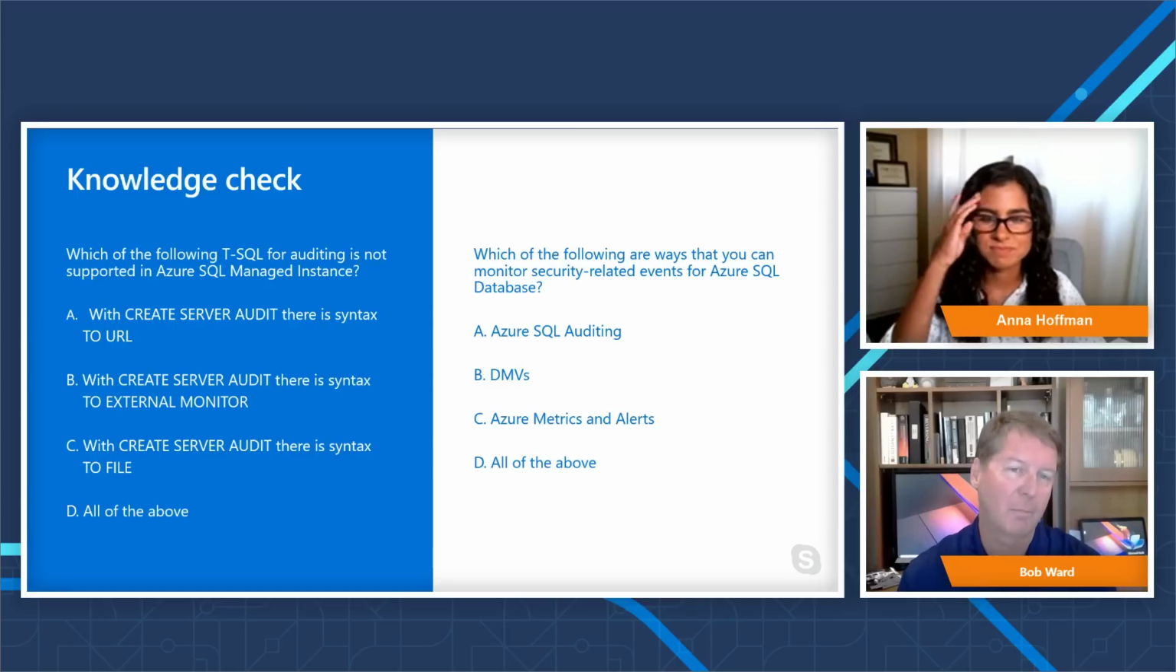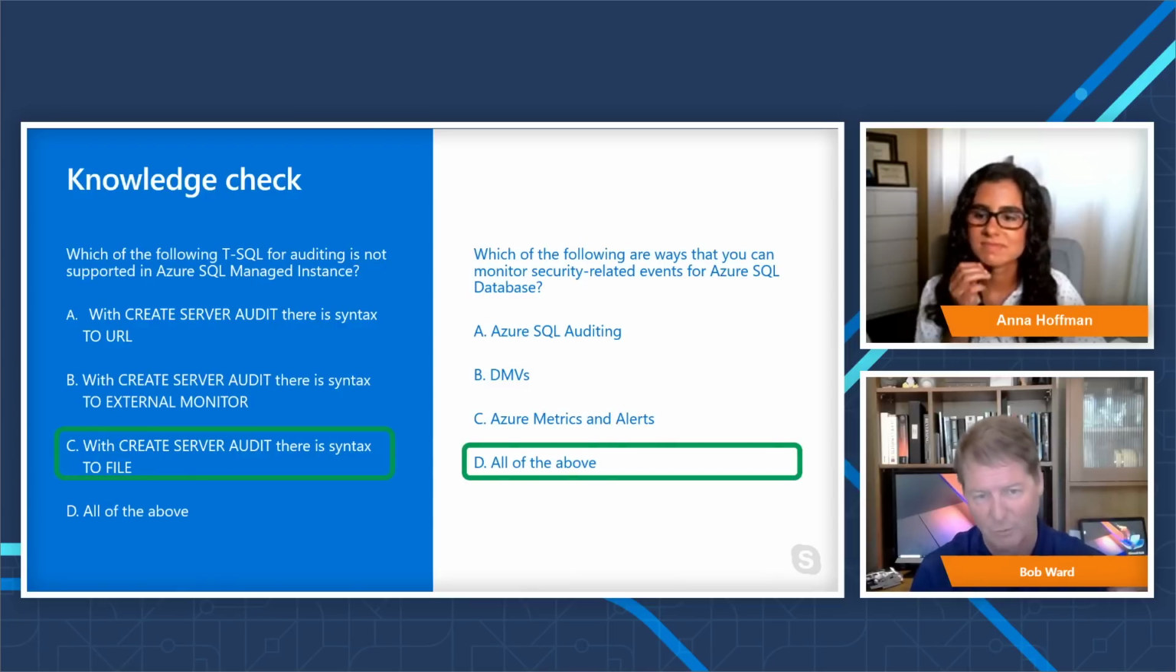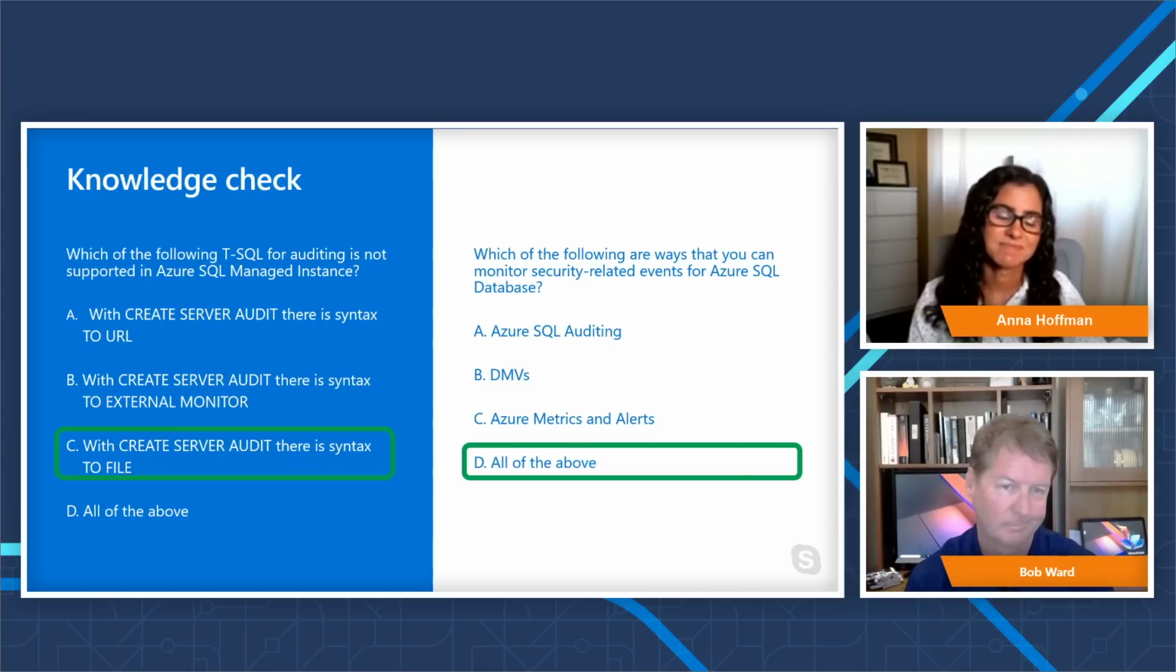Let's do our process of elimination for question 1. What following T-SQL is not supported for managed instance? So number 1, URL, the first one, is supported, right? Because that's how you're going to create your audit to Azure Blob Storage. B, external monitor, is how you're going to do Event Hub, right? That's the other one you need. And C, you don't have access to the file system in managed instance. So I'm sorry for those that said D, but C is not possible. Therefore, C is the answer.